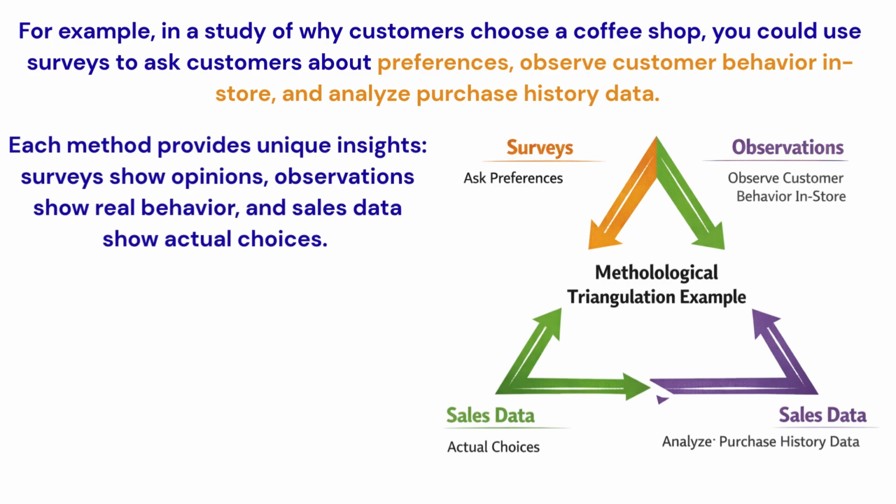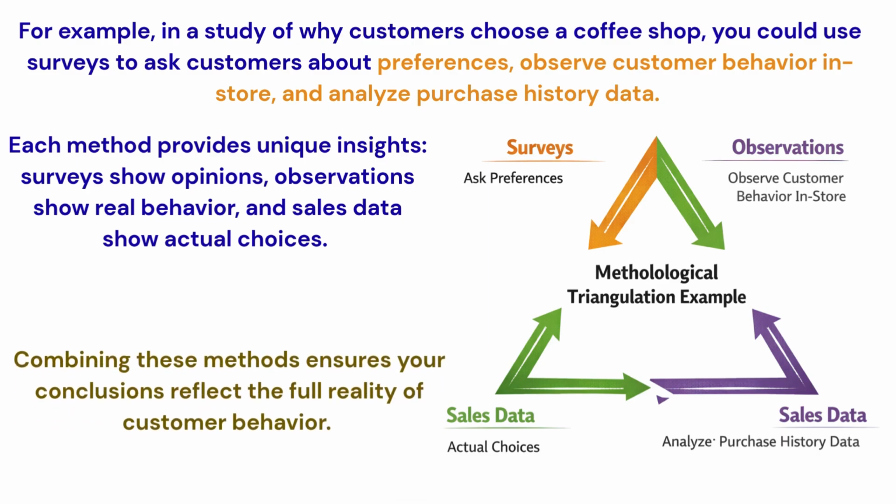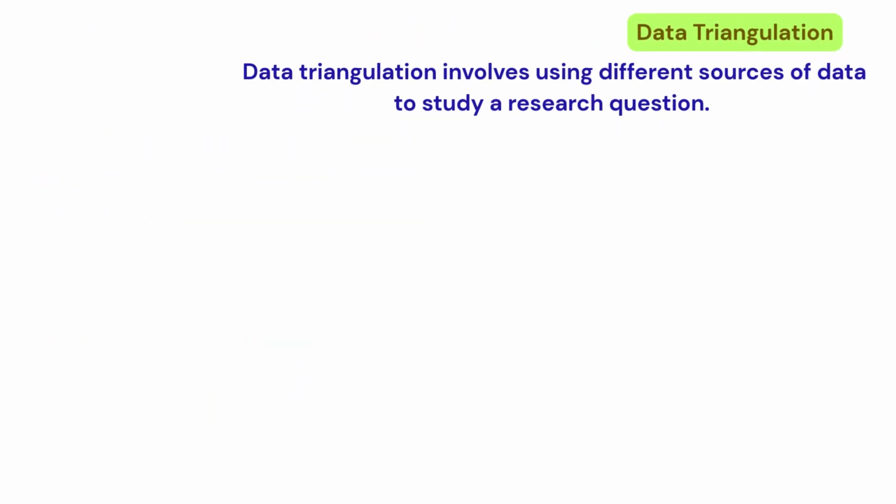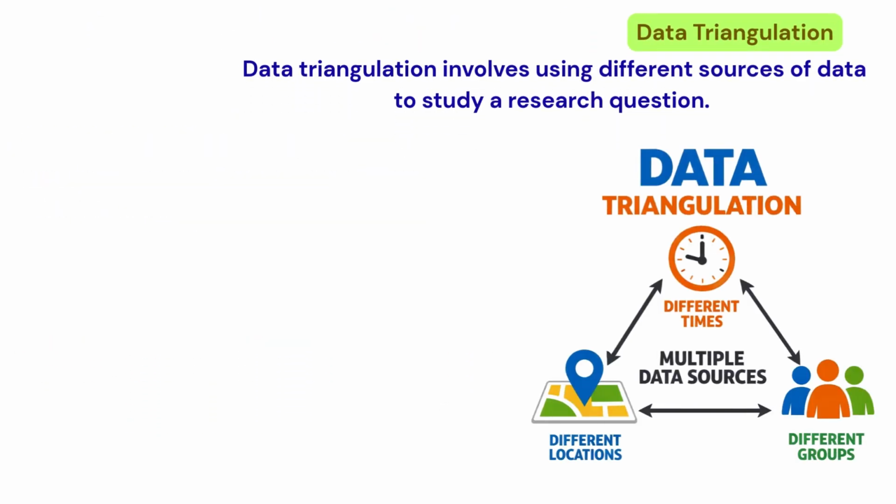Each method provides unique insights. Surveys show opinions, observations show real behavior, and sales data show actual choices. Combining these methods ensures your conclusions reflect the full reality of customer behavior. Data triangulation. Data triangulation involves using different sources of data to study a research question.